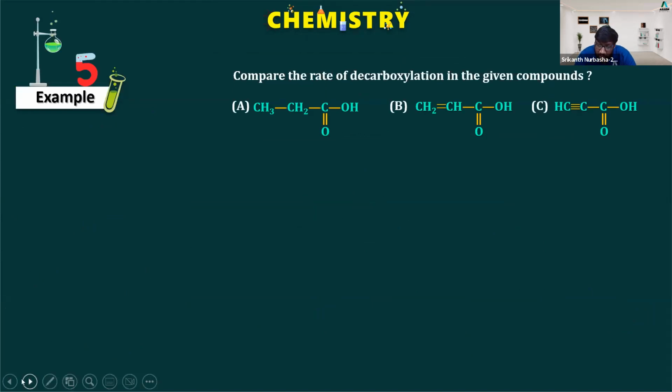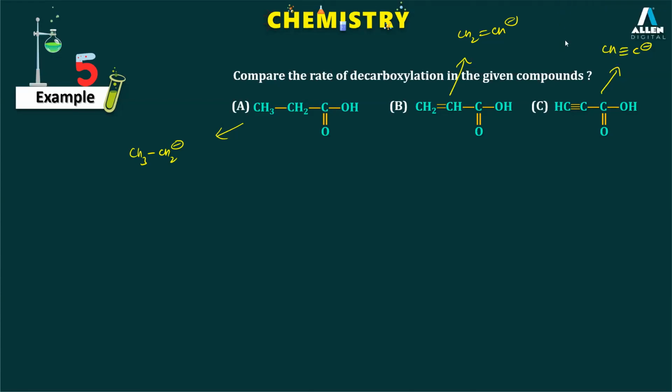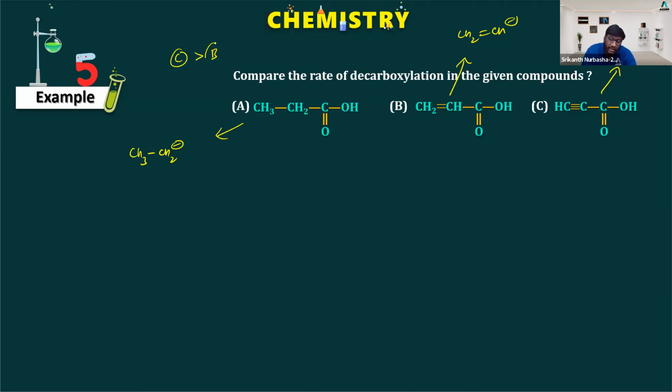Compare the rate of decarboxylation in the given compounds. Compound A, what type of carbanion do we get? CH3CH2 minus. Compound B, CH2 double bond CH minus. Compound C, CH triple bond C minus. Which will undergo decarboxylation at a greater rate? C, because the carbanion which is more stable will undergo decarboxylation faster. So C greater than B, B greater than A.